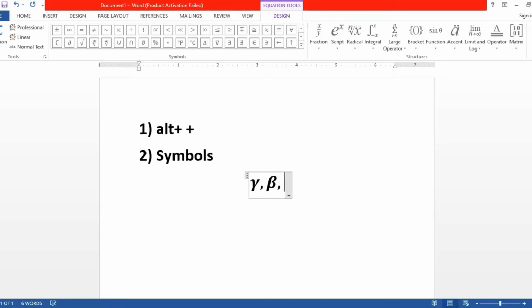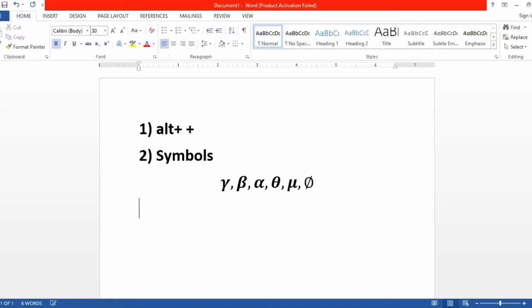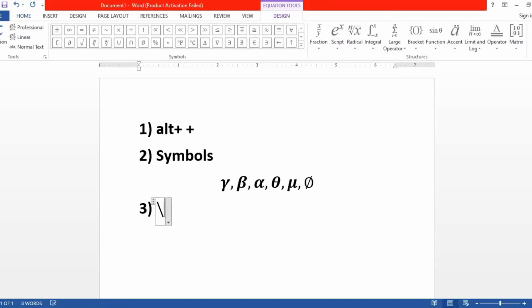Again, see, similarly you can write the name of any symbol after slash. We write slash sum, and we get summation.